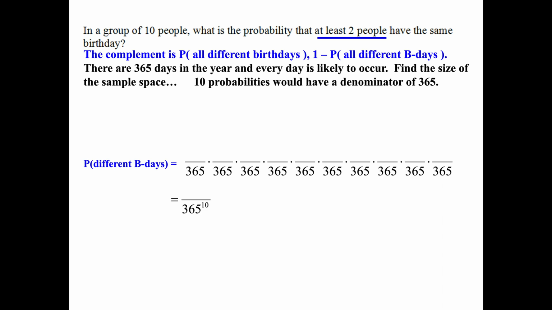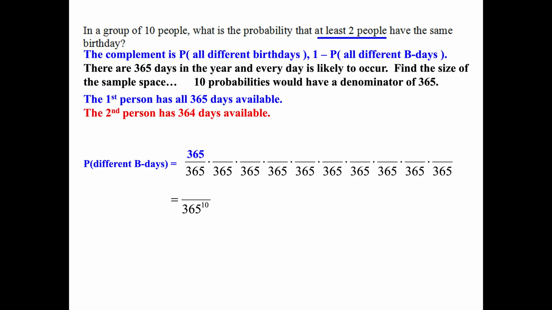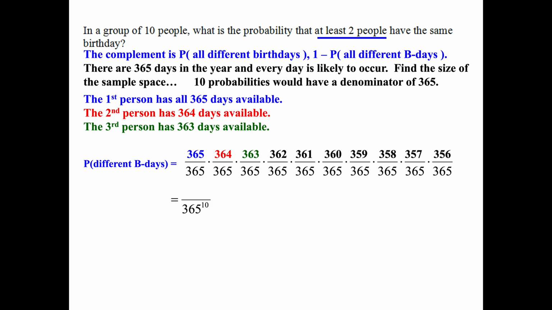That looks better. Okay, now I left some space here because if you look at the first person, that first person has all 365 possible days available. Put that in the numerator. Second person, well, they can't have the same birthday as the first person, so they only have 364 days available. Put that in the second fraction. The third person, okay, has to be different than the first 2. They only have 363 days available. Put that in the third numerator. And so you notice, hey, all my numerators, they keep reducing by 1. So 362, 361, 360, 359, 358, 357, 356.